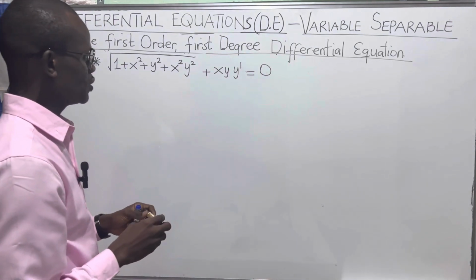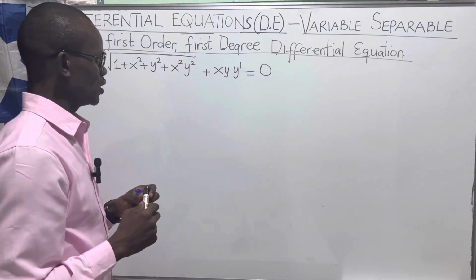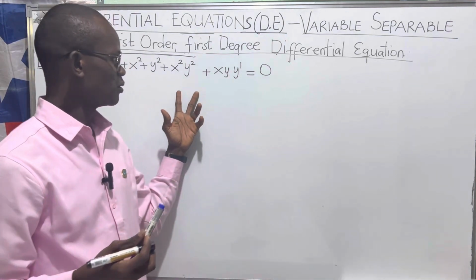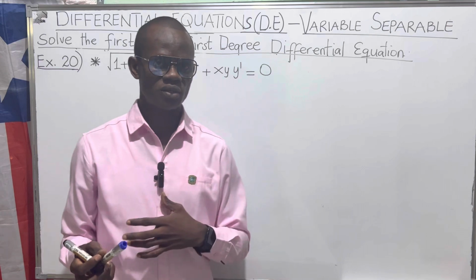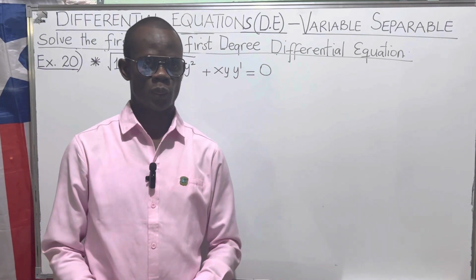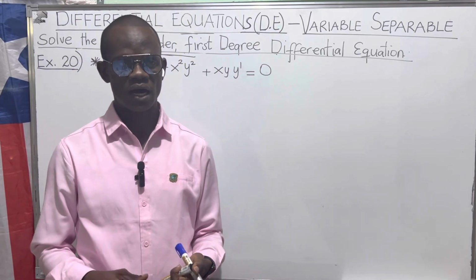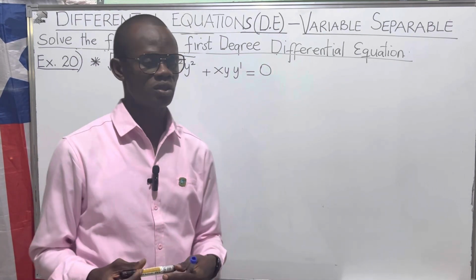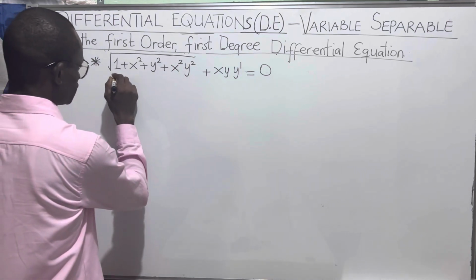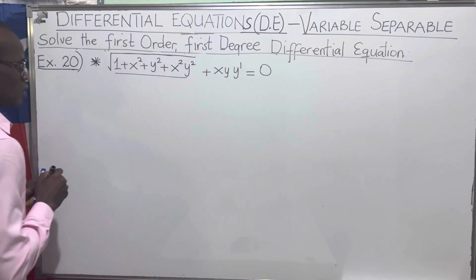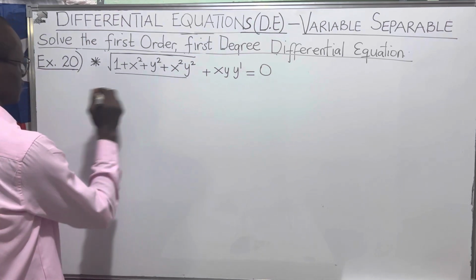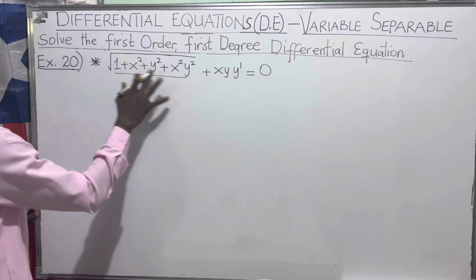The next thing we need to do is to separate the variables. Now we have two variables here, x and y. So we want to make sure that we separate all of the expressions in x on one side of the equation and all of the expressions in y on the other side of the equation. To do that, we must firstly apply some algebraic simplification, that is to factorize. So we can factor by grouping in here.